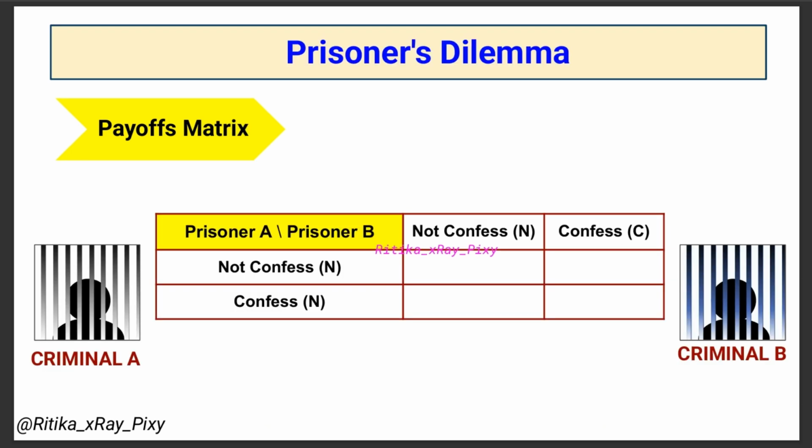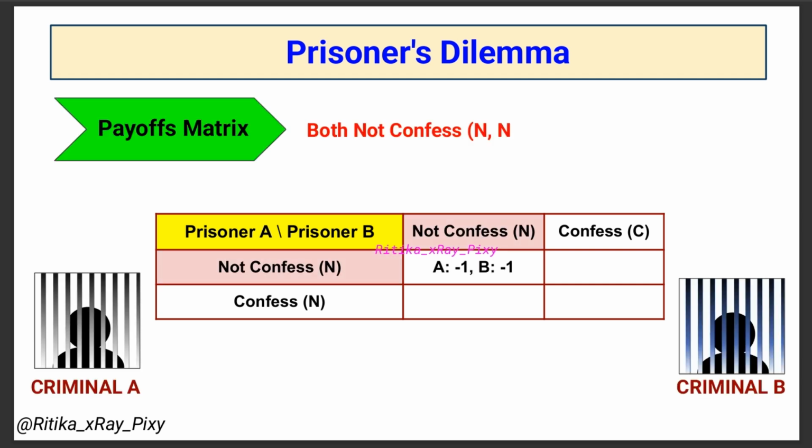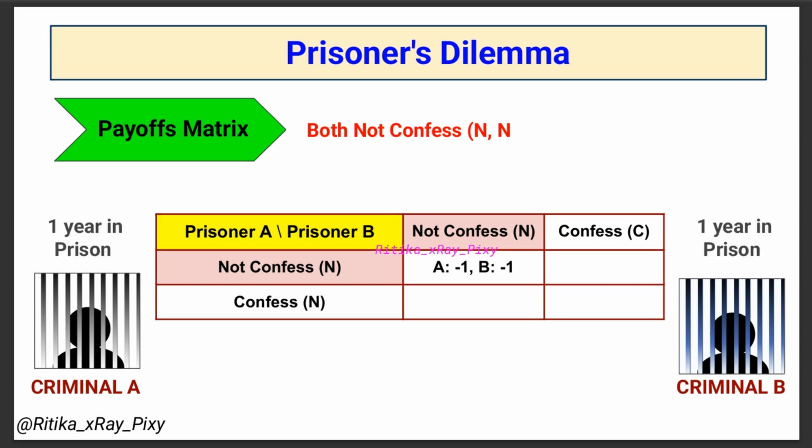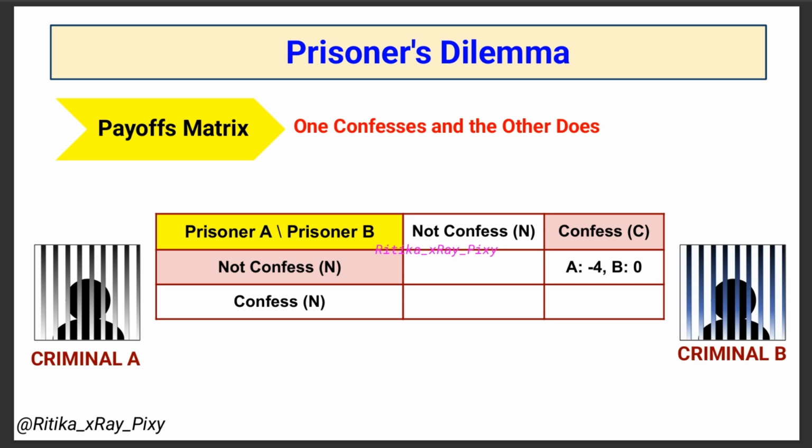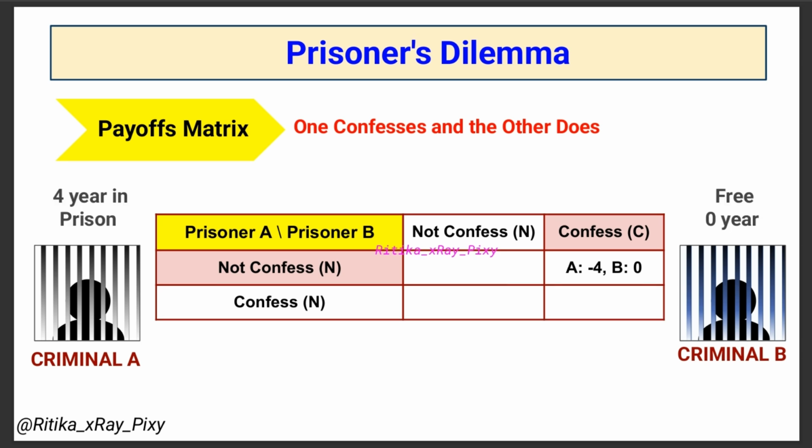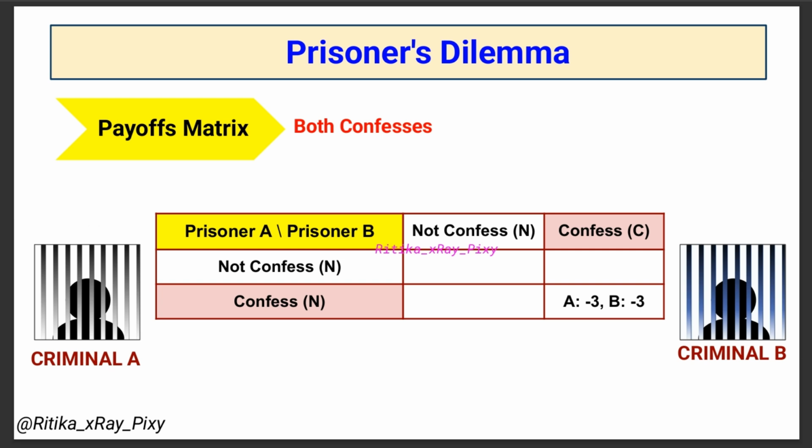So we have two players as our prisoners, prisoner A and B, and they have two strategies, either confess or not confess. First case we have both not confess. It means both, playing simultaneously, decide not to confess. Now both will spend 1 year in jail. Second, you can see here the first prisoner does not confess and the other confesses, then the second prisoner will be free and the first will be in prison for 4 years. Third case, you can see here, the first one confesses and the second does not. So here the first one will be free and the other will be in prison for 4 years. Fourth case, if both confess, both will be in prison for 3 years.